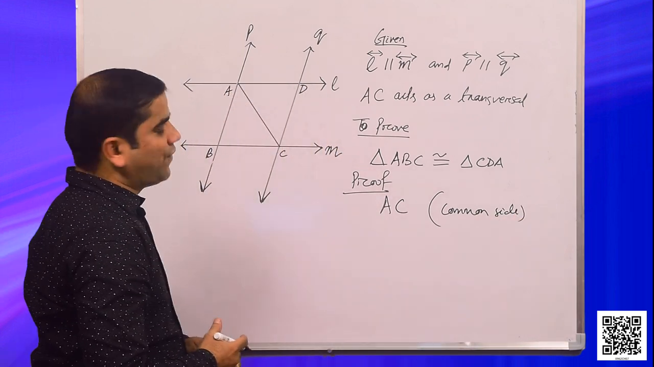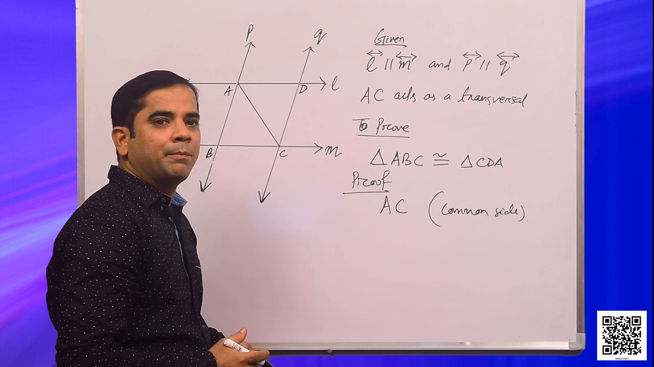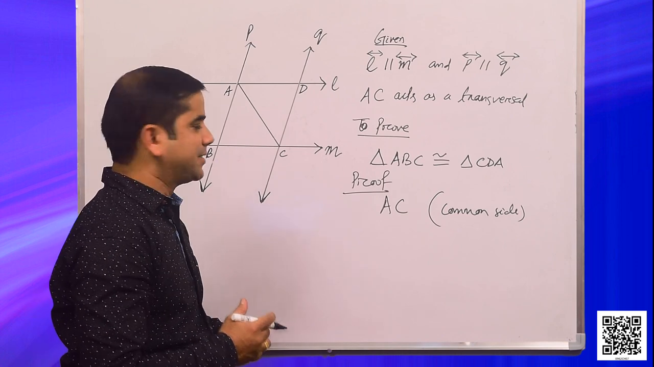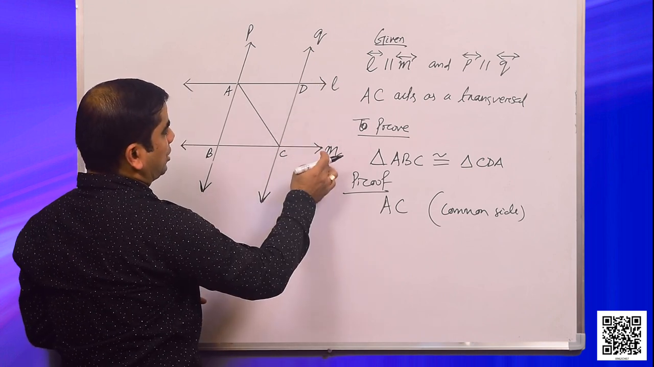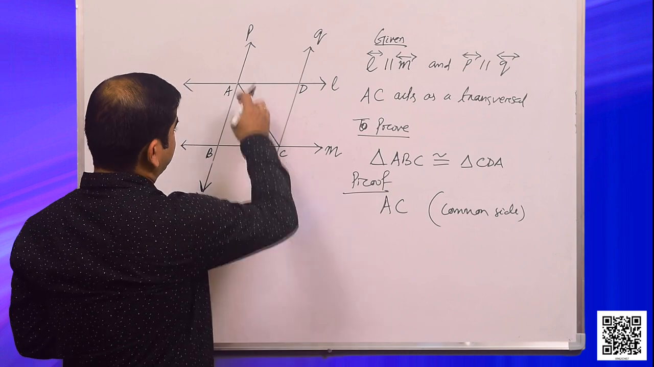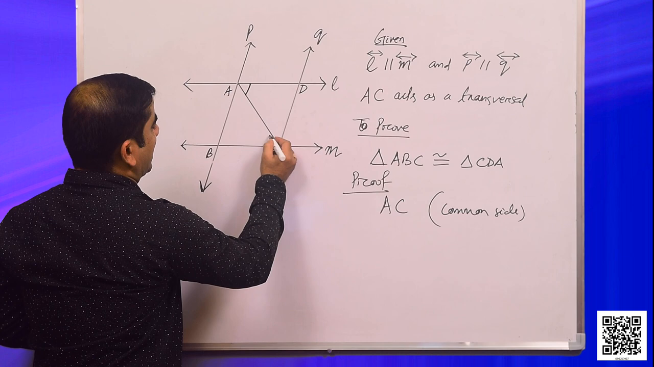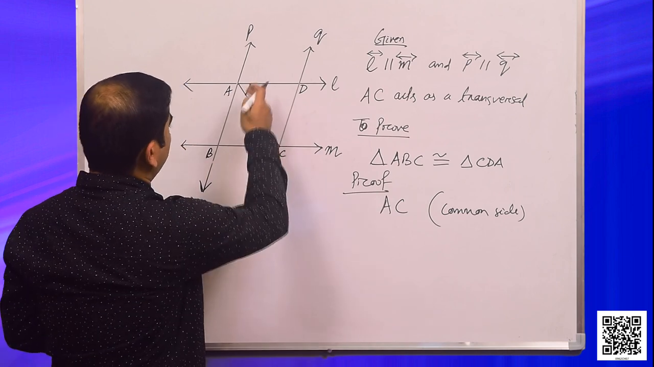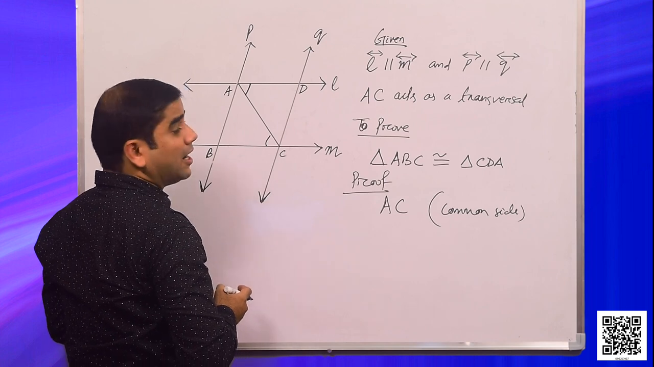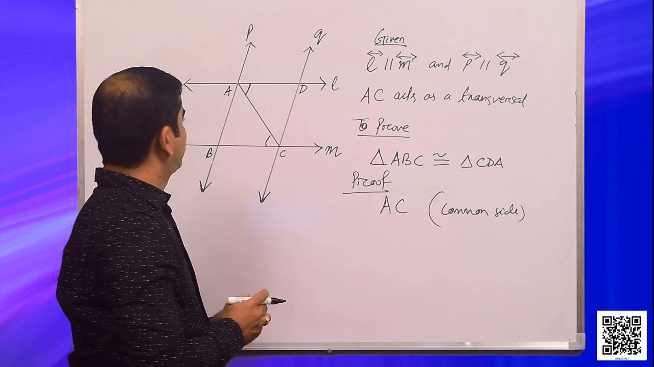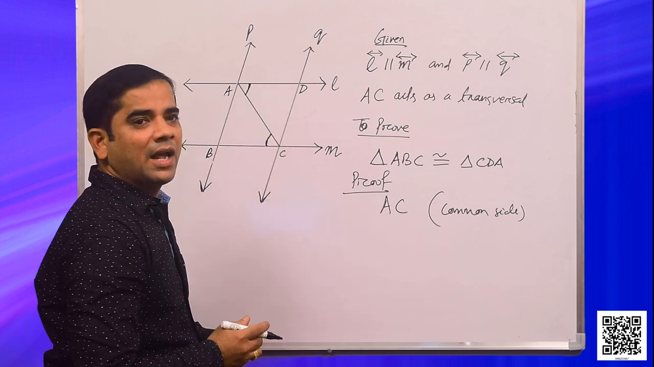What else can we find? Now, let us concentrate on the rules of parallel lines and transversal. As we know, line L is parallel to M and AC is a transversal. So these two angles are equal. Why? Because they are interior alternate angles.